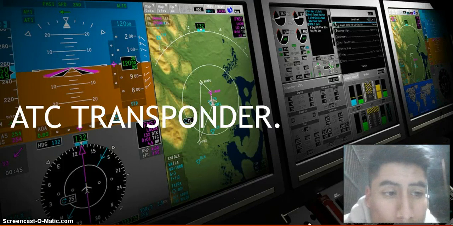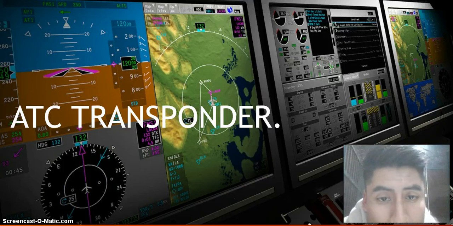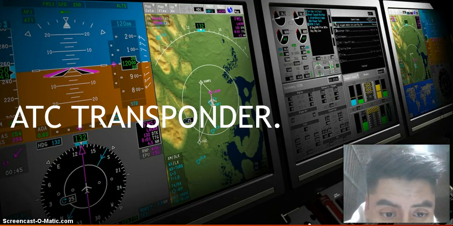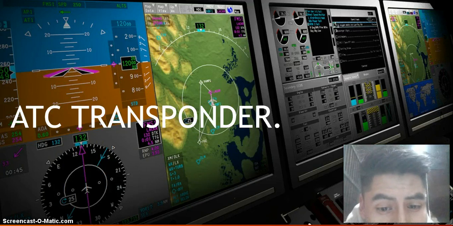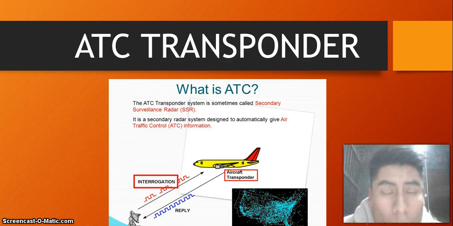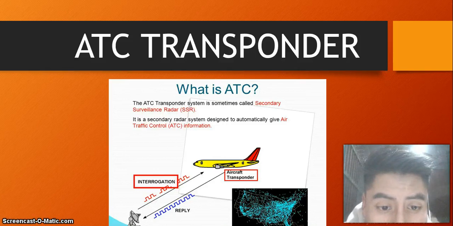In this opportunity, I talk about the ATC transponder. Well, the ATC transponder is a system which locates the aircraft and maintains effective air traffic inspection from the ground, interrogating at the frequency of 1030 megahertz, and the response of the transponder is performed at the frequency of 1090 megahertz.